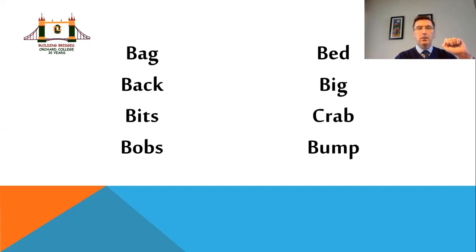I will help you. The first one, B, U, G, bug. How many sounds? 3. Great. Let's continue with the next one. B, A, K, back. The next one. B, E, T, S, beats. How many sounds? 4 sounds. The next one. B, O, B, S, bobs.